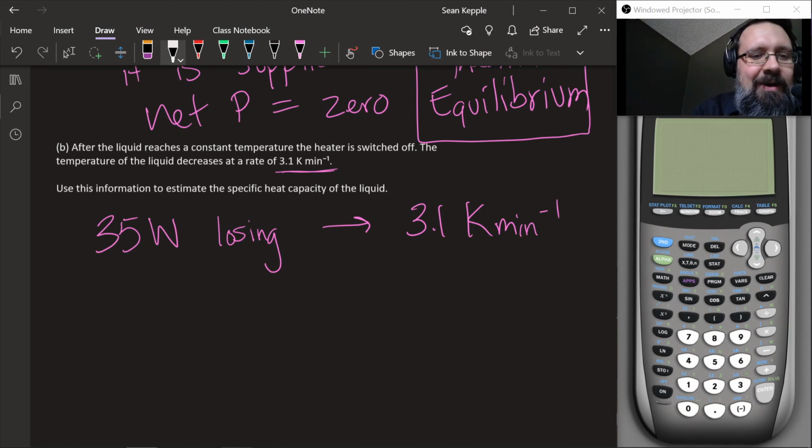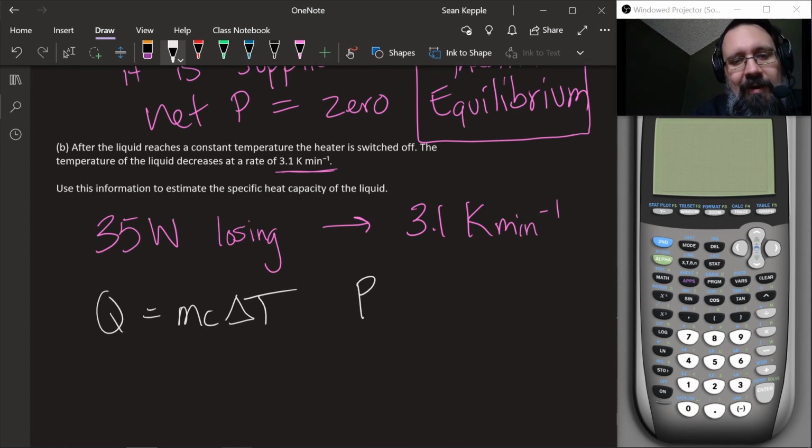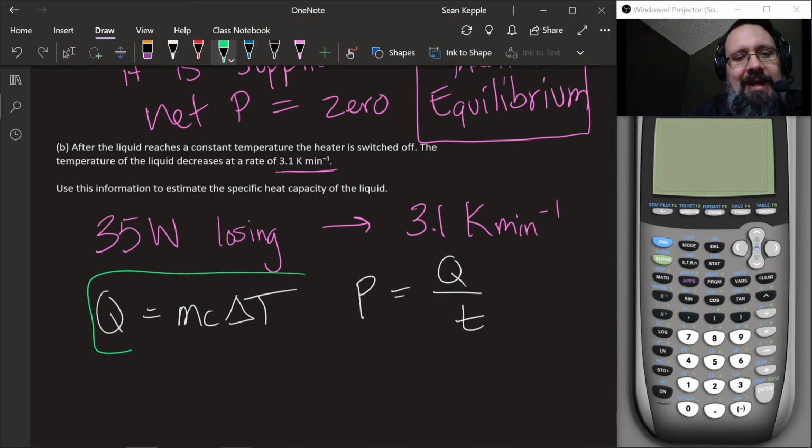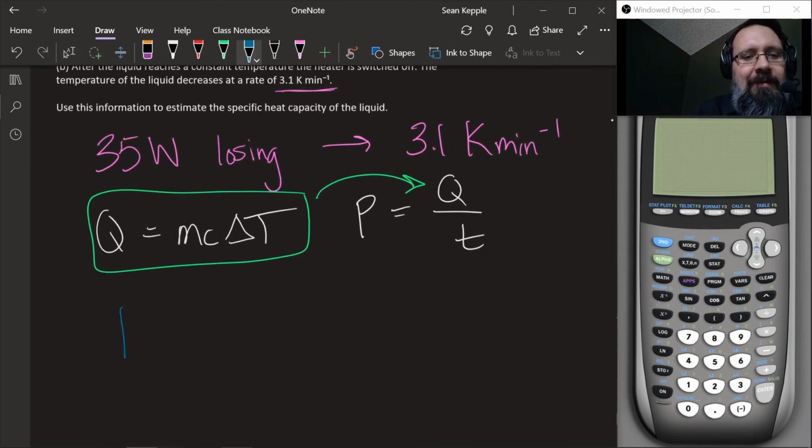Okay. So Q equals MC delta T and power equals Q over T. That's what we want. So just like before, we're going to take this Q and substitute it up into there. And so we'll end up with power equals MC delta T over T.